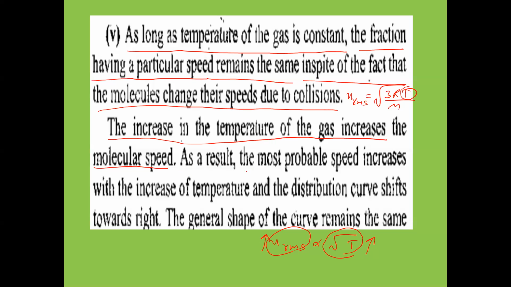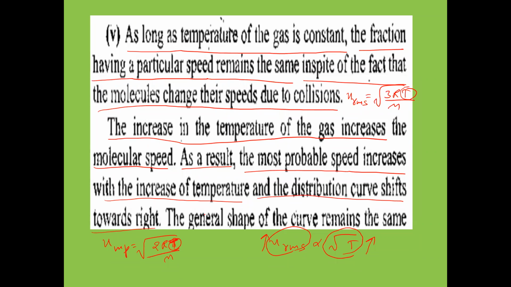So as a result, the most probable speed increases. The most probable speed formula is under root 2RT by M. So when temperature increases, what happens to this most probable velocity also? It also will increase. So most probable velocity increases with increase of temperature. And the distribution curve shifts towards the right.